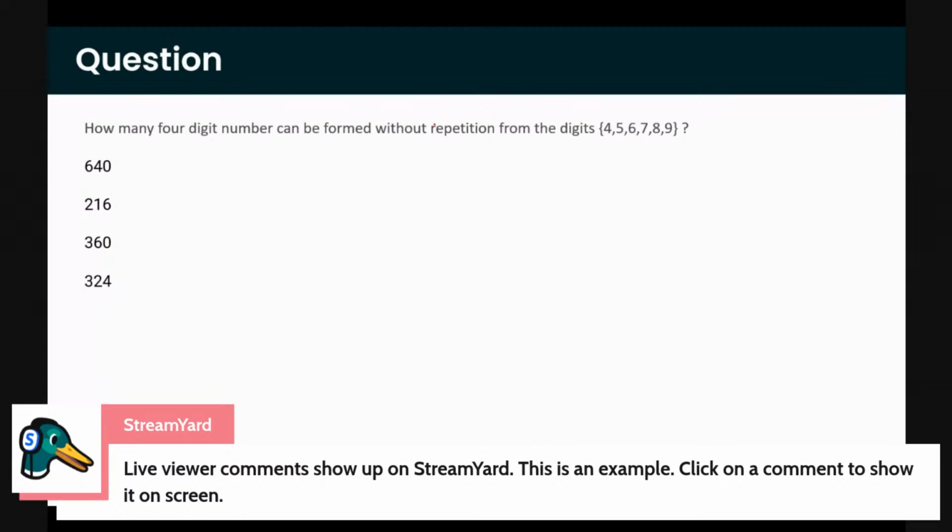How many four-digit numbers can be formed without repetition from the digits 4, 5, 6, 7, 8, 9? As the first step, to form a four-digit number without repetition from the digits 4, 5, 6, 7, 8, 9, we have a total of 6 digits. Let's discuss the step-by-step solution now. When I choose the first digit, I have 6 options, right?